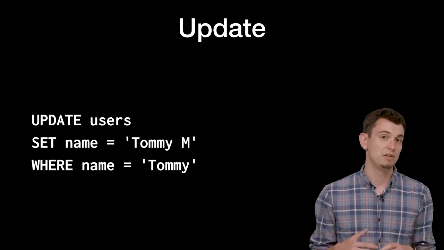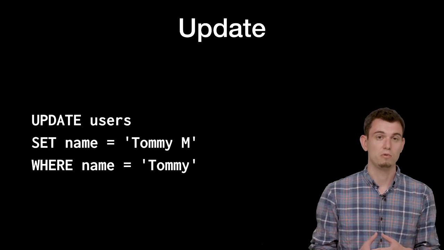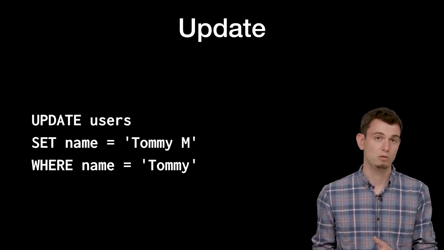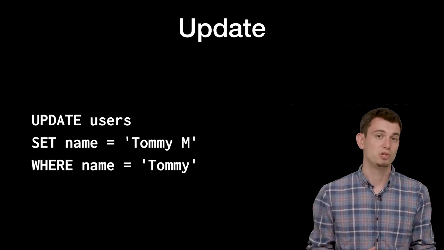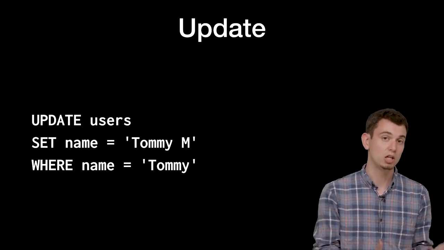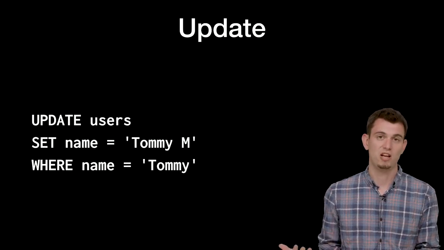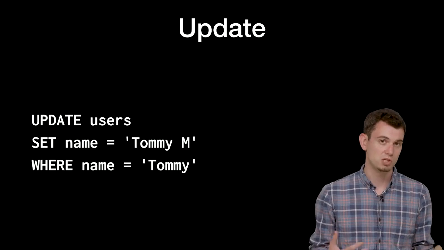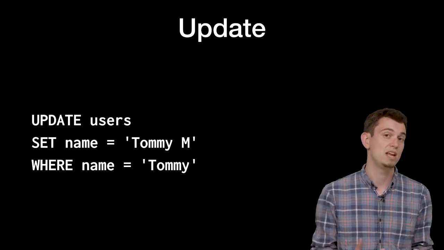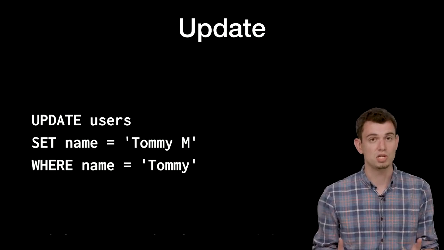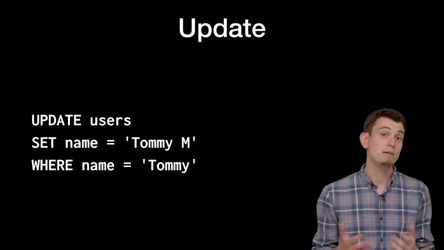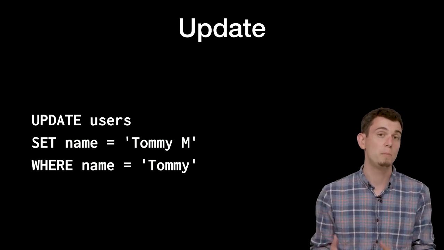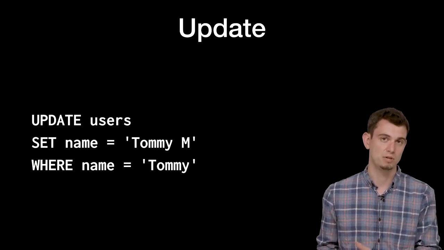After that, we have an update query. So we want to start our query by saying update. Then we have the name of the table, which is users. Then we're going to say set and say our column name, which is name, and let's say a value of Tommy M. And then we want to filter down to some list of rows. So we'll say where name equals Tommy. So this query says for every row where the name column is exactly the string Tommy, I want to change that and update it to instead be Tommy M.